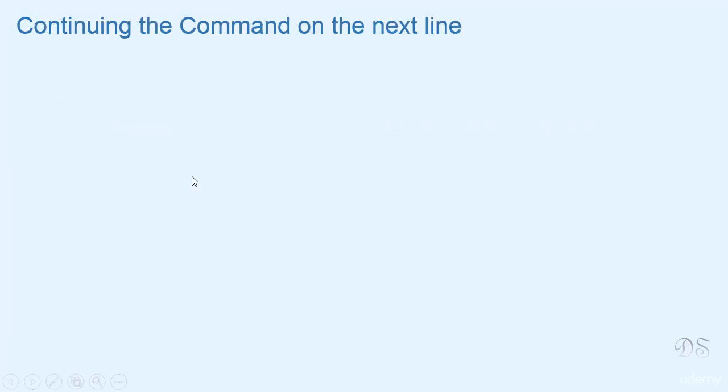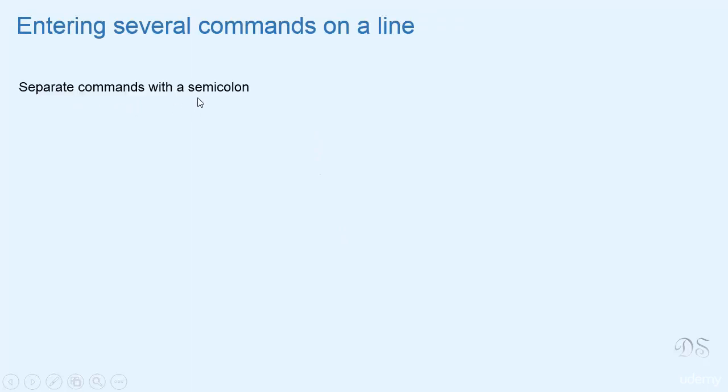If you want to continue the command on the next line, enter a backslash before hitting the enter key. The secondary prompt appears and it indicates that the command line is not yet complete and it is being continued on the next line. This way you can enter a command on several lines. If you want to enter several commands on a line, you can separate them with a semicolon. For example, these three commands will be executed in sequence one after another. First, this will be executed, then this, and then this.